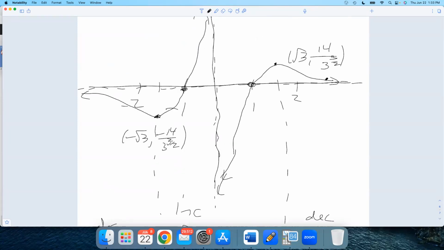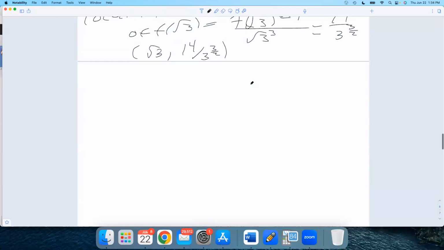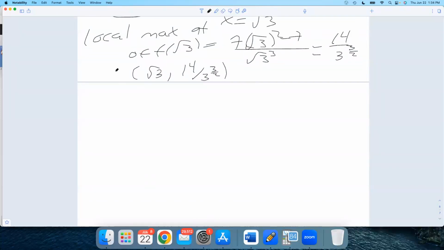So I'm almost done. All I got to do now is see if I have any inflection points and maybe clean up a little bit with my concavity. Do I want a right side up bowl or an upside down bowl? So now we're going to do our second derivative. For concavity, we find the second derivative.